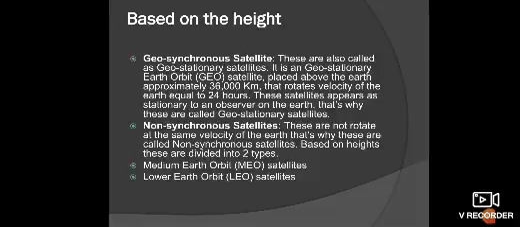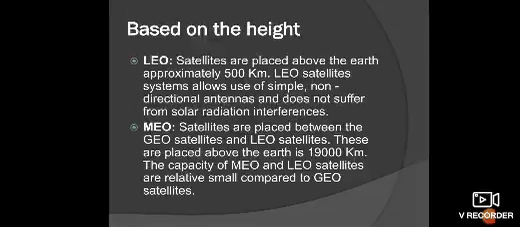Okay, the next one is non-synchronous satellites. That is the opposite of geosynchronous satellites. Why? Because it does not rotate at the same velocity as the earth. That's why it is called non-synchronous satellites. Based on height, under the non-synchronous satellites, there are two parts: MEO and LEO. So what is MEO and what is LEO?